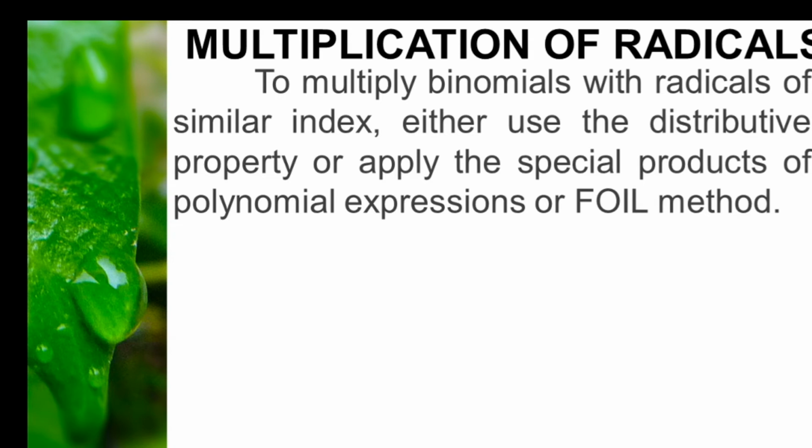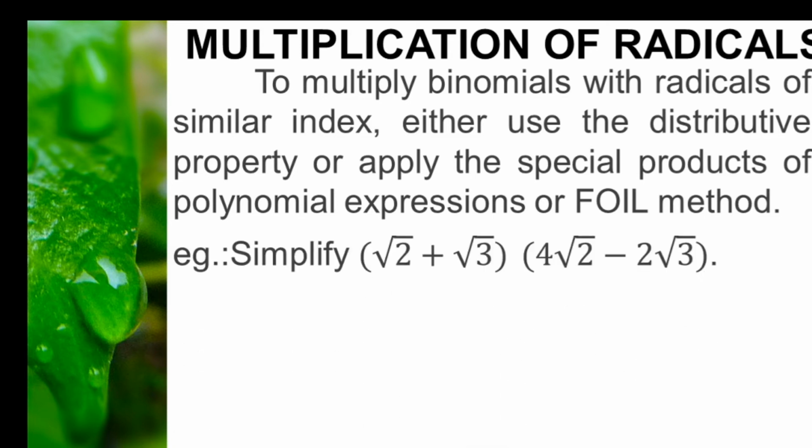To multiply binomials with radicals of similar index, we either use the distributive property, or apply the special products of polynomial expressions, or simply use the FOIL method. For example, we have quantity square root of 2 plus square root of 3 times quantity 4 square root of 2 minus 2 square root of 3.